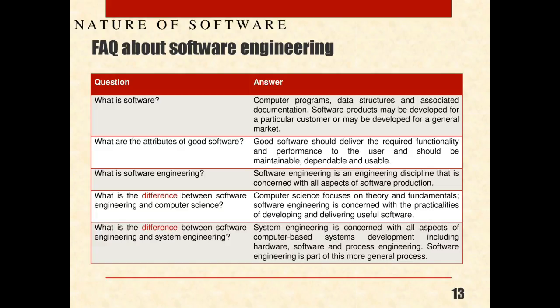Question number two. What are the attributes of good software? Answer. Good software should deliver the required functionality and performance to the user and should be maintainable, dependable and usable. I repeat, it should be maintainable, dependable and usable.